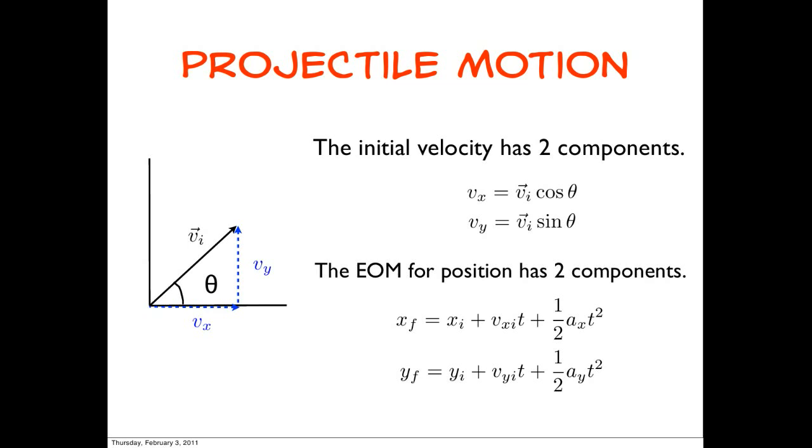The equations of motion for the position of the baseball as a function of time would also need to be broken down into its x and y components. For the x component, we have the x final position is equal to the initial x position plus the initial velocity in the x direction times time plus 1/2 the acceleration in the x direction times t squared. The final y position of the baseball would be equal to the initial y position plus the initial velocity in the y direction times time plus 1/2 the acceleration in the y direction times time squared.